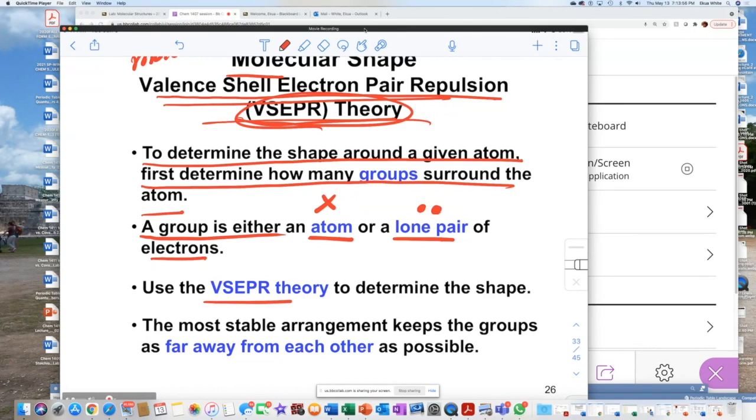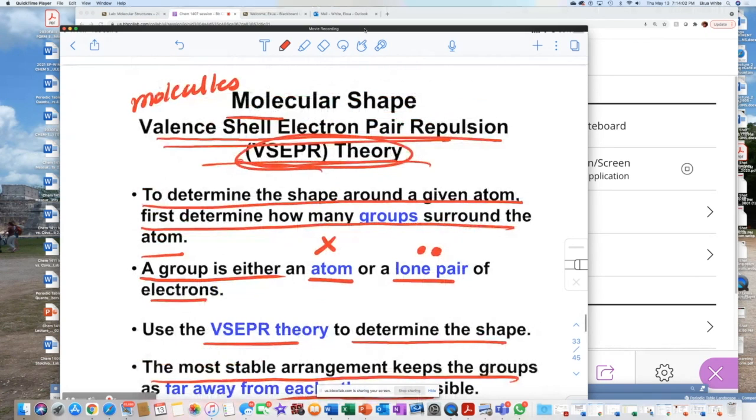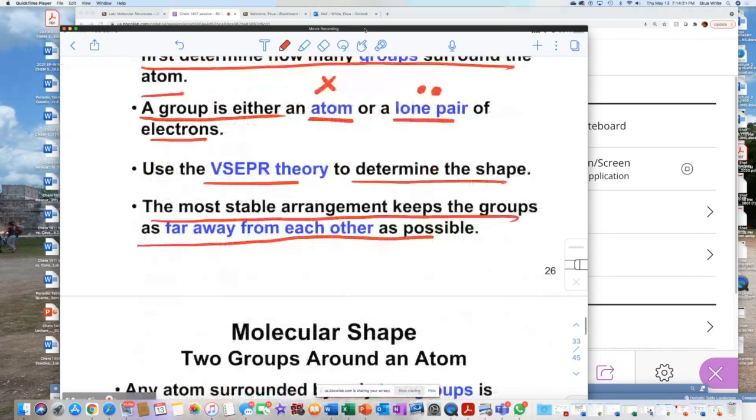Okay? Then use VSEPR theory to determine the shape: the most stable arrangement keeps the groups as far away from each other as possible. VSEPR stands for valence shell electron pair repulsion theory. Remember the valence shell electrons? These are the outermost electrons. Once these electrons are used in a bond or as a lone pair, they are still electrons, so they're negatively charged. They repel each other and stay as far away from each other as possible, forming all those different bond angles. The different bond angles give us the molecular shape.